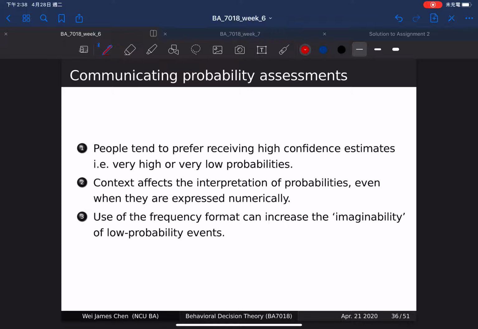I think I also mentioned this before, but if you use a frequency format, it can actually increase the imaginability of the low probability event. So what it means is, suppose you tell people that 1 out of 100 times you could die if you, sorry, that's a bad example. 1 out of, it's probably 10,000 times you would die if you take an airplane. Okay, that's maybe less than that, but just suppose that's the case, okay?